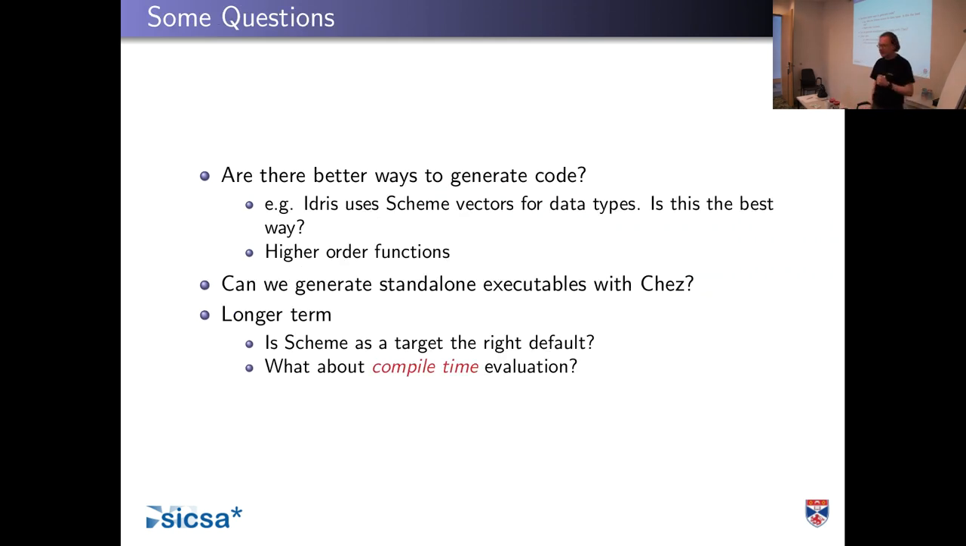Okay, so I have a couple of questions that I don't expect you to answer now. It's just some things I've been thinking about. Are there better ways to generate code? I'll look at records, certainly. Higher order functions: maybe the problem is that every function has exactly one argument, and if I did a bit more work to wrap up multiple arguments, it would probably work better. So that might be worth a try.